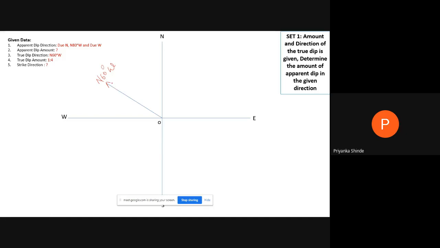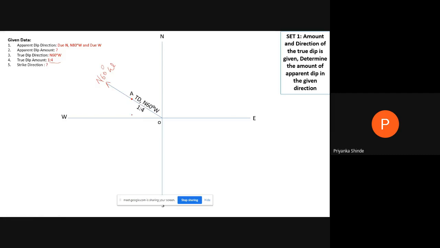Now what is the amount? 1 is to 4. So we will take the distance OA, that is 4 centimeter. So that is the 4 centimeter. We will name that point as A. How we got the true dip amount, that is along north 60 degree west. The amount is 1 is to 4. So here it is 4 centimeter I have marked. Then what is the next step?